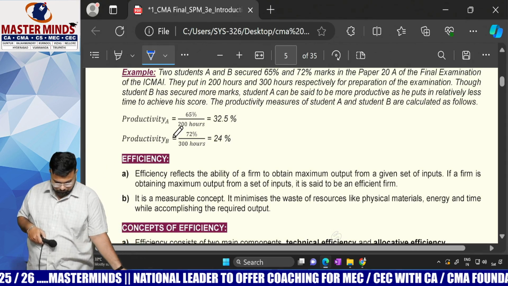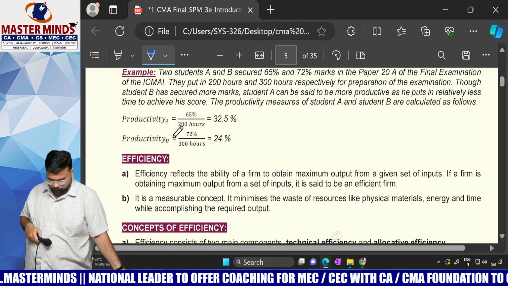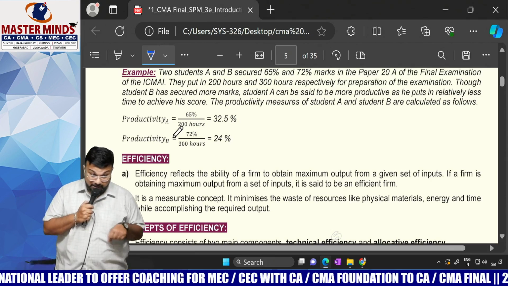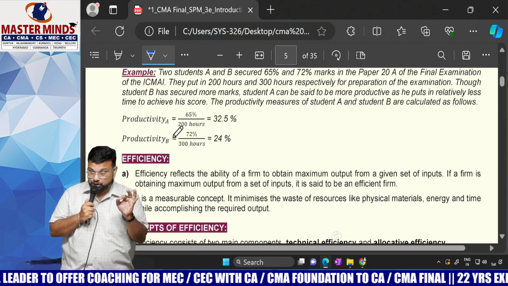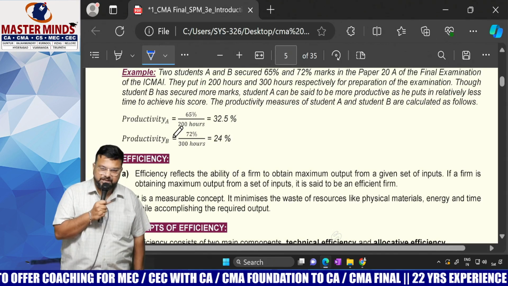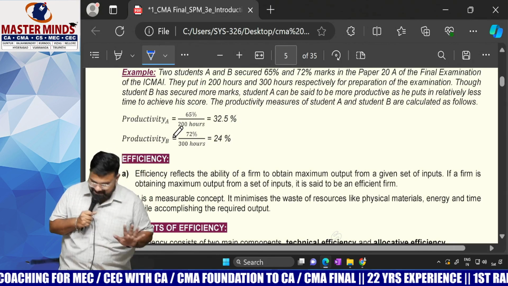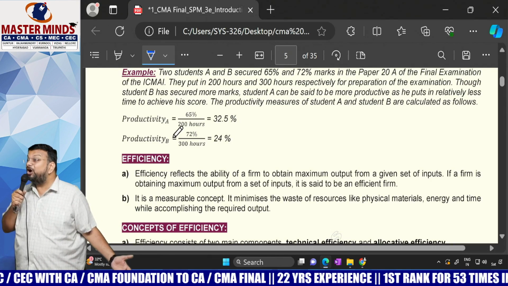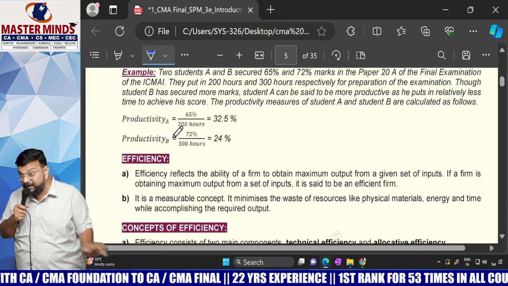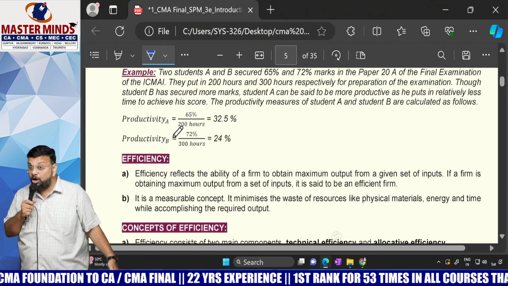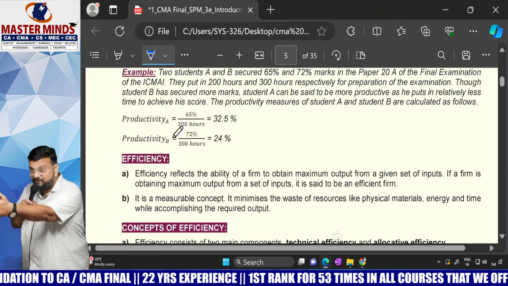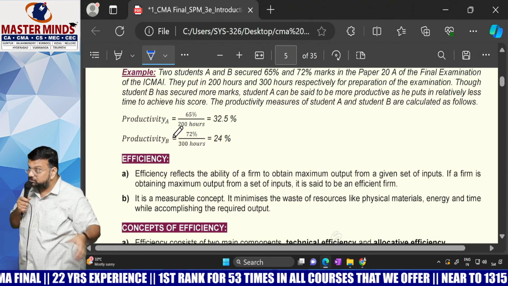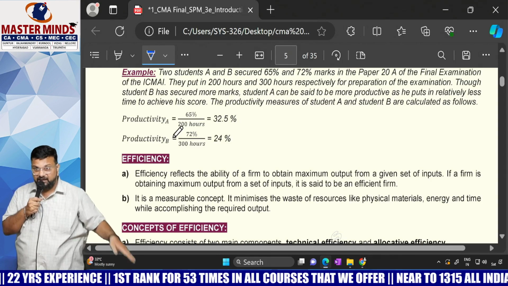Next. It is a measurable concept. It minimizes the wastage of resources like physical materials, energy and time while accomplishing the required output. What part do you have to underline? Minimization of wastage. You can't avoid wastage, but at least you should be able to minimize it. That means your losses should be equal to normal loss or less than normal loss, but not more than normal. If your actual loss is more than normal loss, on one hand you are inefficient, and you will suffer from abnormal loss. Abnormal loss is to be borne by the company, transferred to the P&L account. That means your profits will decrease.